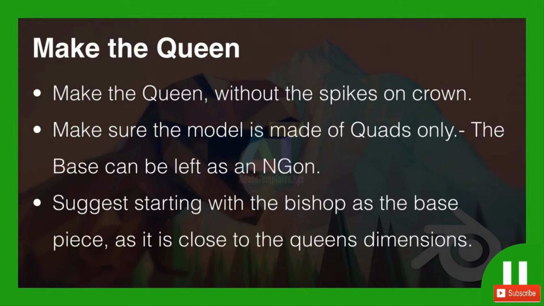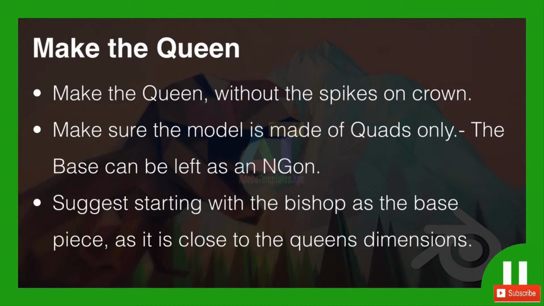And then I suggest that you start with the bishop as a base piece. It's close to the queen's dimensions, and you can essentially just take the bishop's hat off, make the neck slightly bigger, and then plonk the crown for the queen on top. So pause the video now and go give that a go.